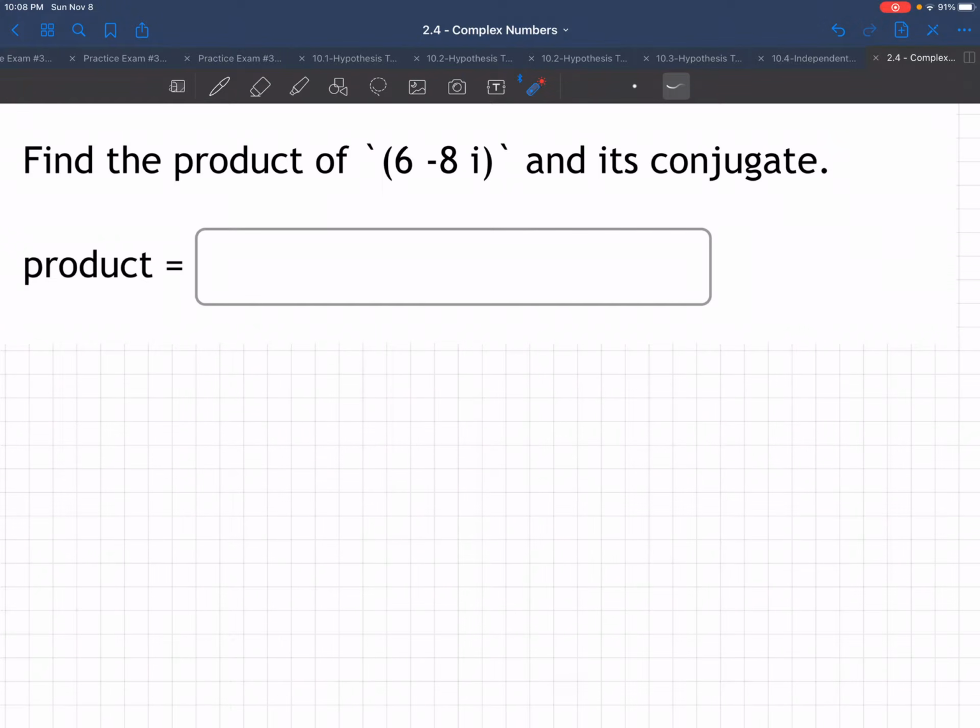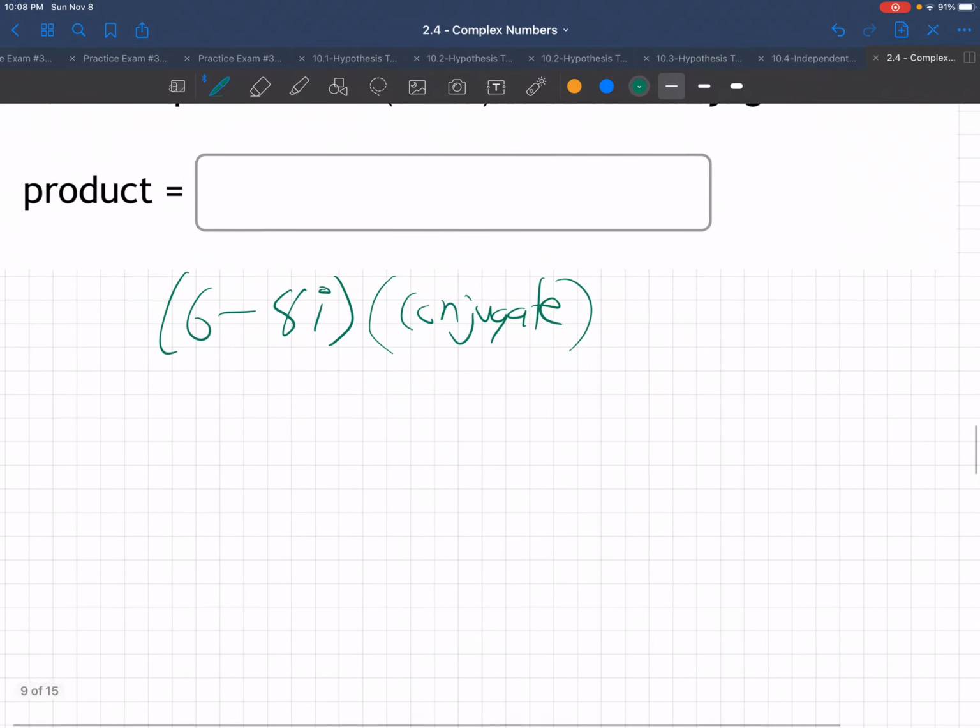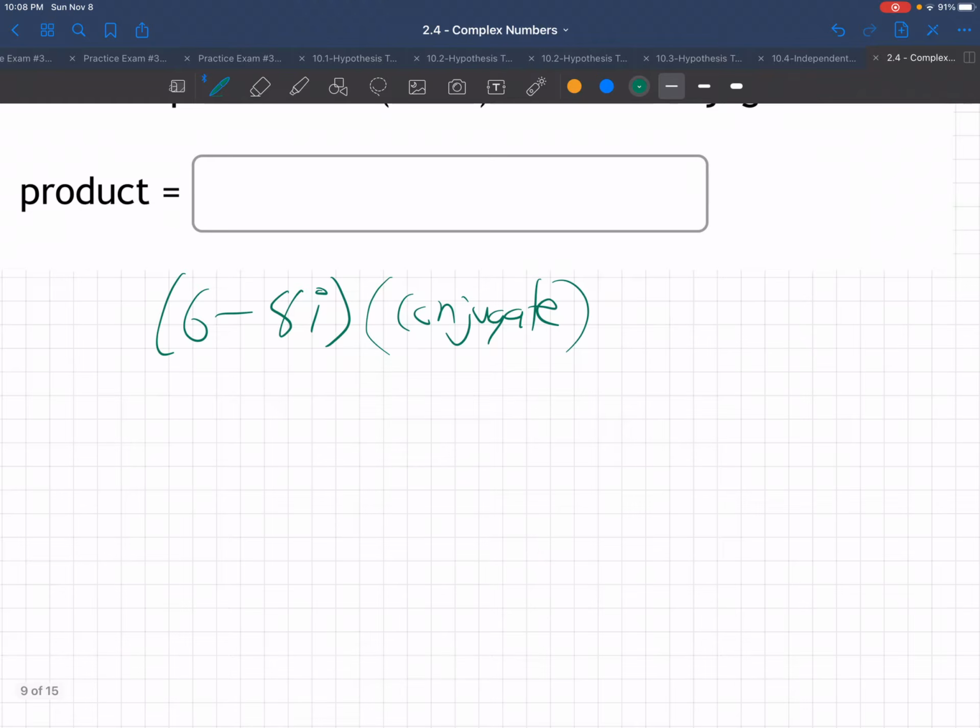Okay, on this one we're going to find the product, the multiplication of this guy and its conjugate. So we're supposed to take 6 minus 8i times its conjugate. Now, what's its conjugate? Are you familiar with what a conjugate is?